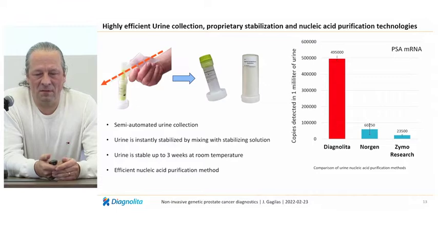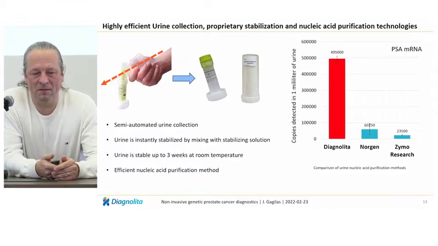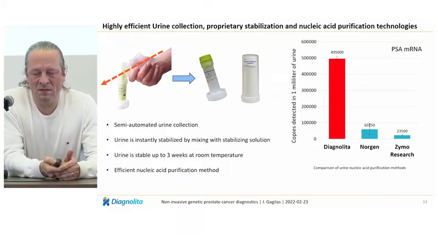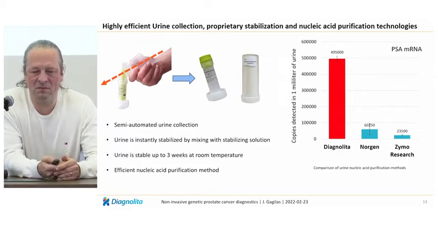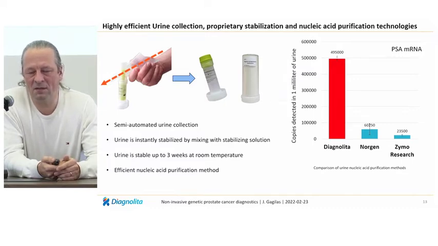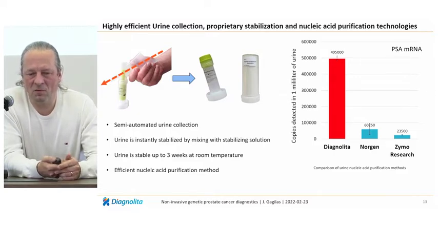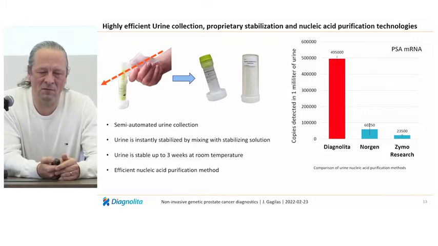So when you get a sample into the laboratory, it's important to have efficient technologies to purify nucleic acids. On the right side you see a picture which presents the efficiency of our purification technology. If you buy kits used for nucleic acid purification from companies like Norgen or Zymo Research, you can purify nucleic acids, but the yield is quite low. Our technology allows a few-fold higher yield of nucleic acids from a urine sample.